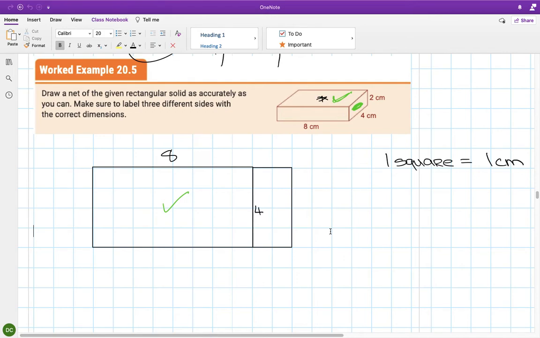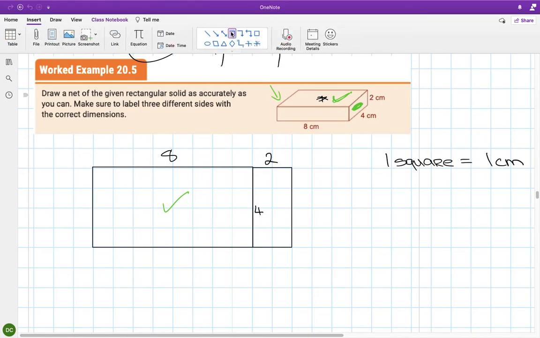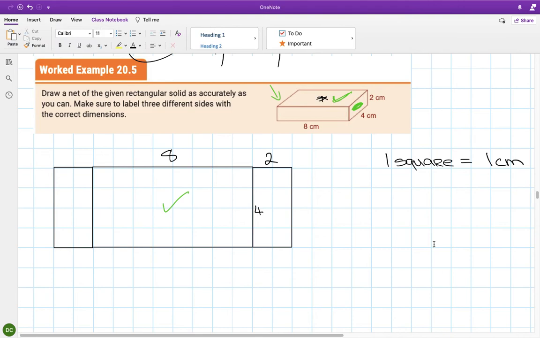So 4 and 2. And then you can't see it in the 3-dimensional one, but you have another one of them there. So I'm going to put that on the other side. So starting here, I'm going to go 2 centimeters out and 4 centimeters down. Yeah? So now I've done the top and then I've flipped up the 2 sides.